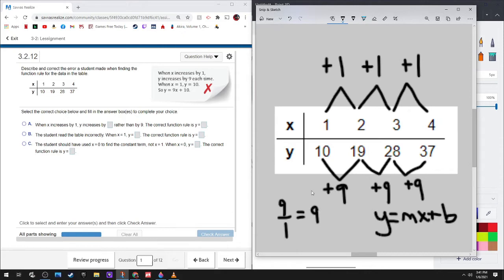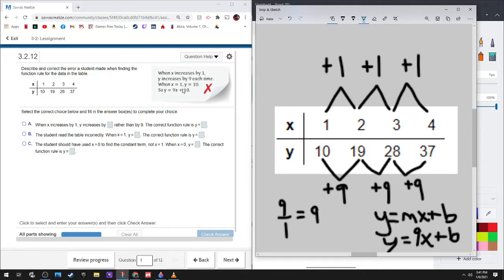If I'm looking at some y equals mx plus b equation, remember the slope, what we just found there, that's part of this equation. y equals 9x. Now we just have to find b, and I'm actually going to show you a special trick to find b in just a minute. This person who did this problem is actually very, very close. They said it was y equals 9x plus 10.